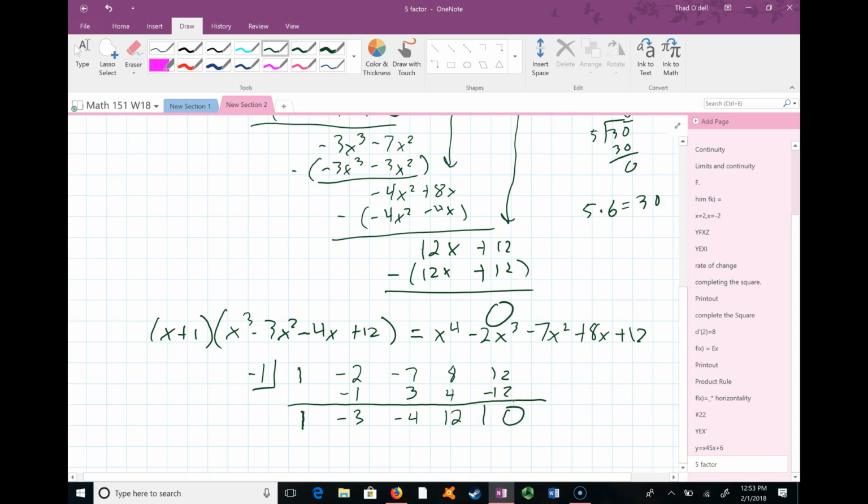Now at this point, some of you are probably freaking out a little bit because you notice something, and others are going, why would you freak out? Because you didn't notice it. But notice that these numbers are matching up with the coefficients of the answer to the division problem we just did. So that 1 goes with the x cubed, the -3 goes with x squared, -4 goes with x, and the 12 goes with the constant. And the 0 matches up with my remainder.